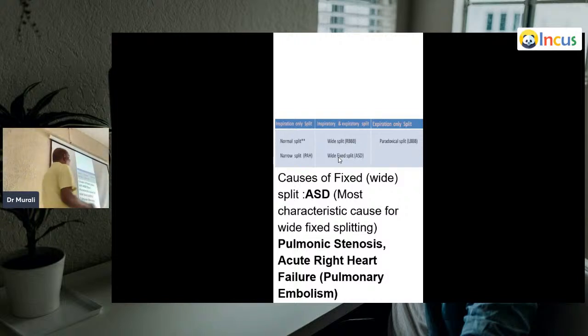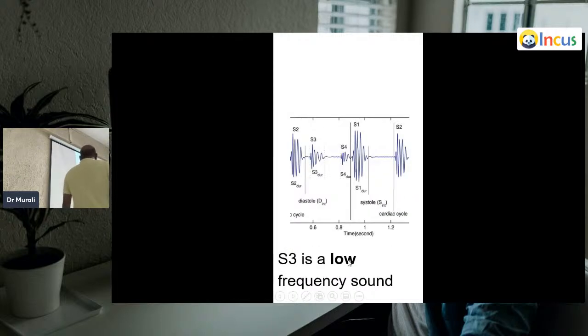So please remember, the examiner in tomorrow's exam is going to ask you, where do you listen paradoxical split? Classical LBBB. Where do you hear wide split? And which condition? RBBB. Wide fixed split? ASD. And narrow split? PAH. And normal split, anyway you know. So this is what you have to remember, doctor.